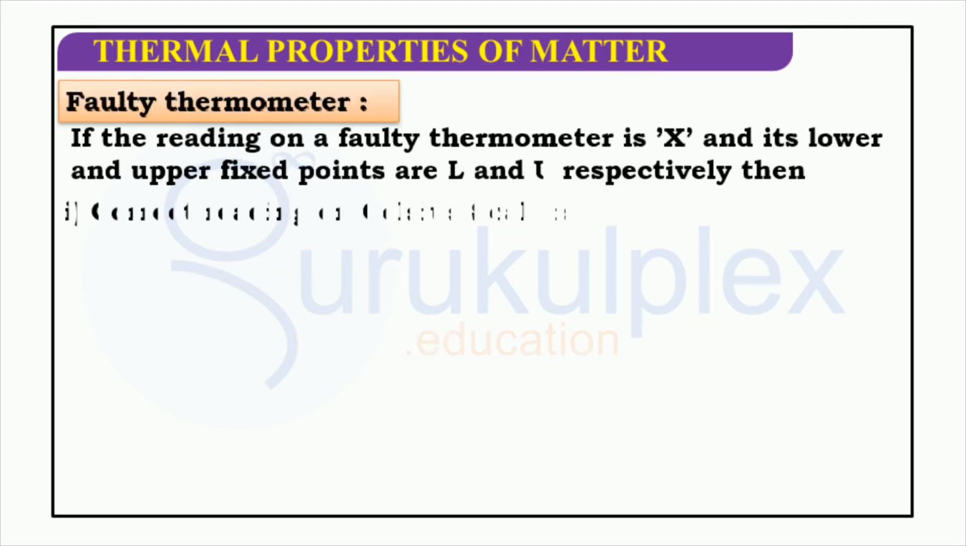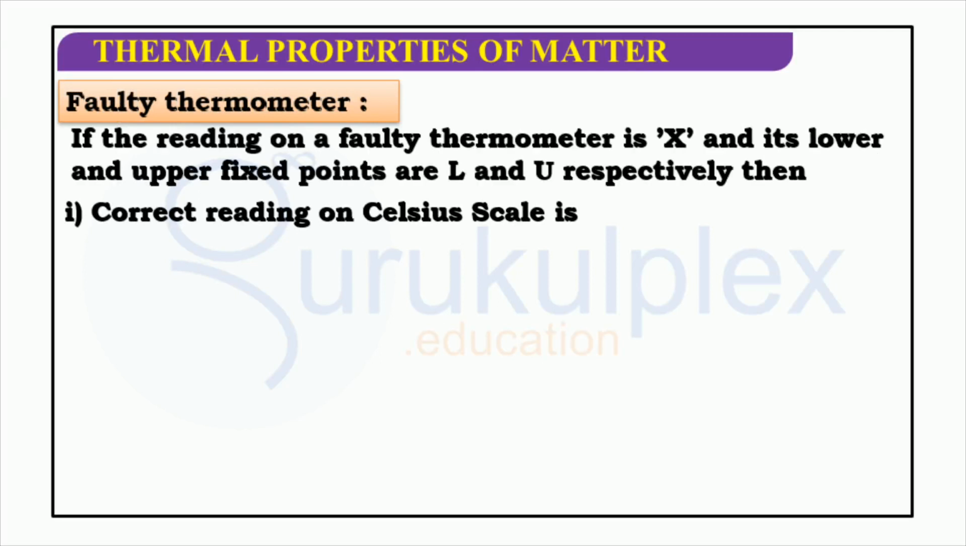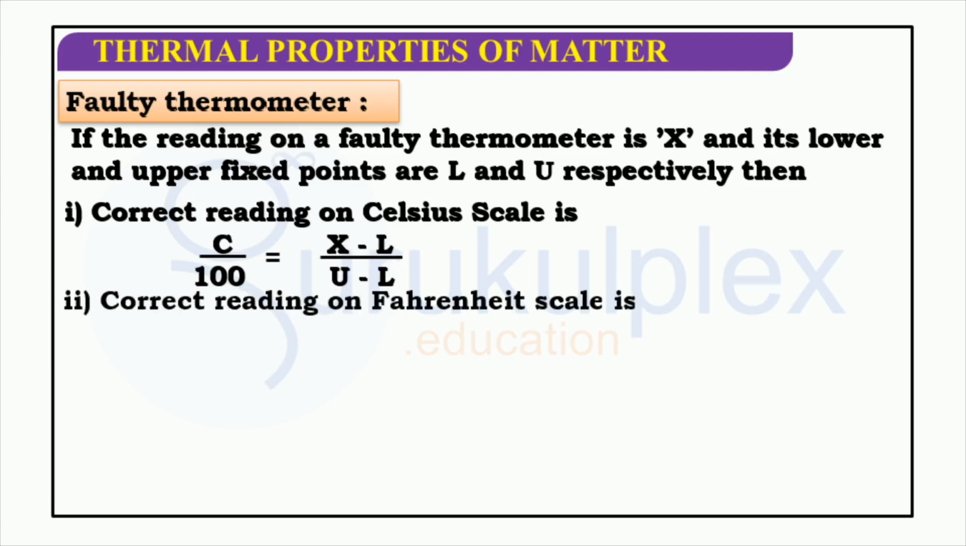Equations demonstrate the significance of thermal characteristics of matter when assessing temperature accurately. To be able to measure appropriately in Celsius, Fahrenheit, and Kelvin scales, a faulty thermometer needs to have its lower and upper fixed points established. Having done this, we can then work out the exact temperature reading.